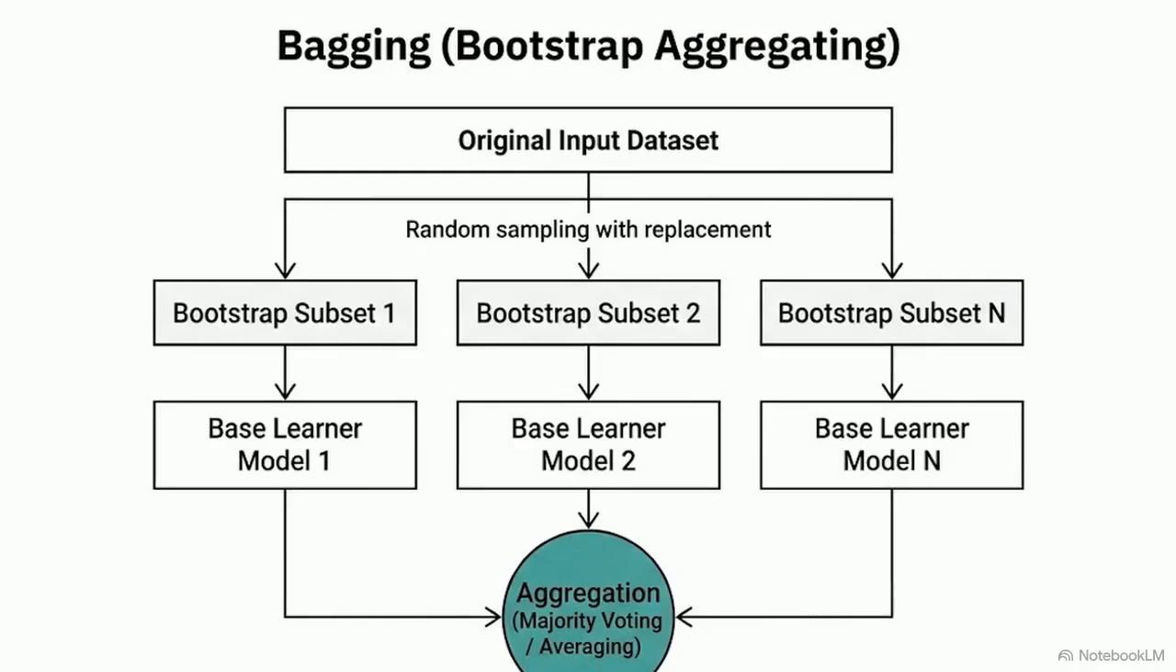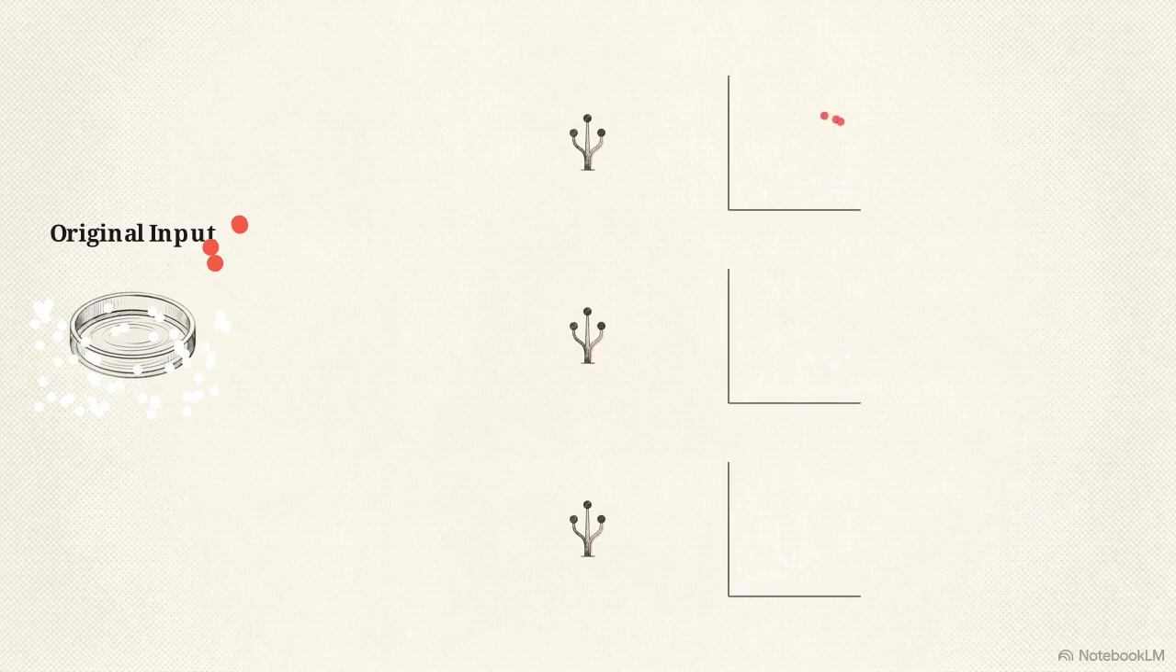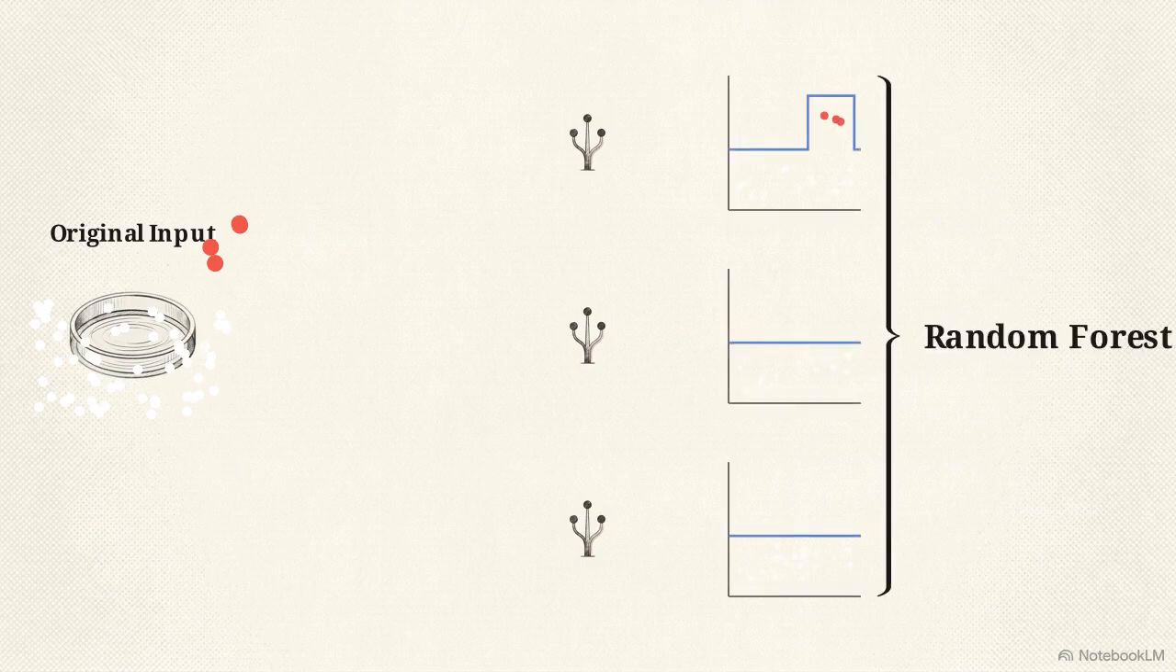As this diagram shows, bagging starts with bootstrapping. Instead of training one model on the entire dataset, we create multiple subsets by randomly sampling rows with replacement. This random sampling ensures that extreme outliers only end up in a small fraction of the training sets, preventing them from skewing the final model. When we use decision trees as the base learners in this parallel chain, we create a random forest.